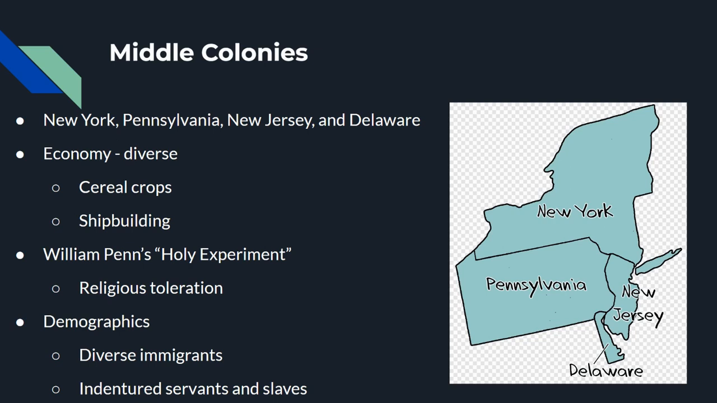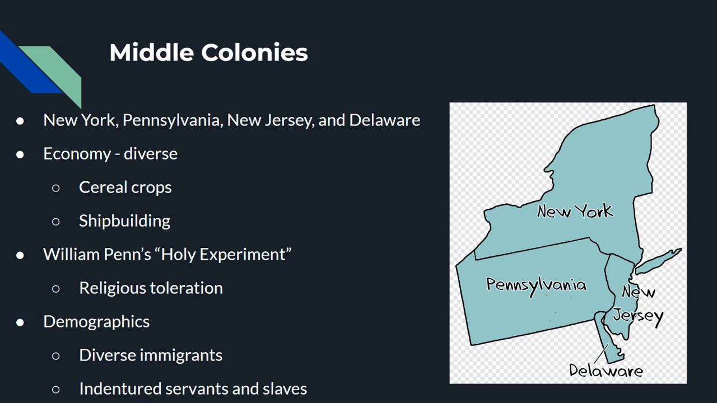Demographically speaking, like who lives there in these middle colonies, well, it's very diverse. They have more immigrants in these places from different parts of the world. They also do have a mix of indentured servants and slaves. So we have to make sure we know what these terms are. An indentured servant is somebody who basically agreed to work for a set period of time in exchange for free passage to this new world.